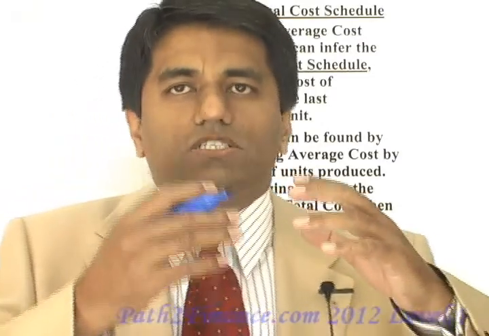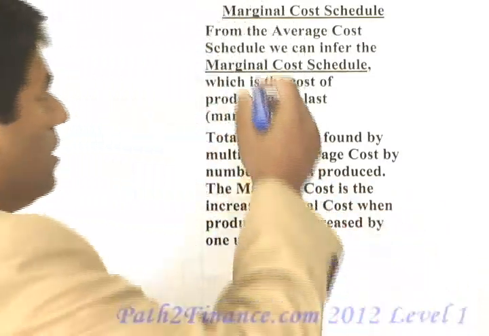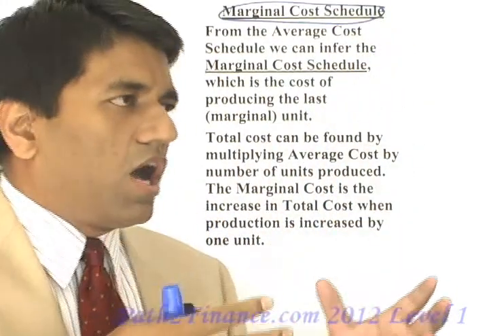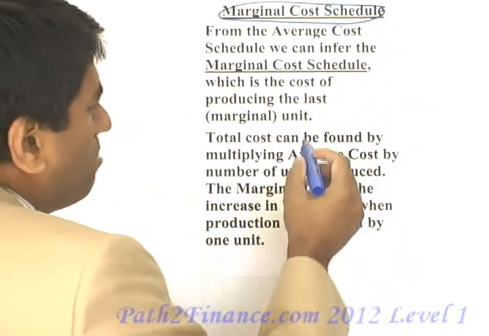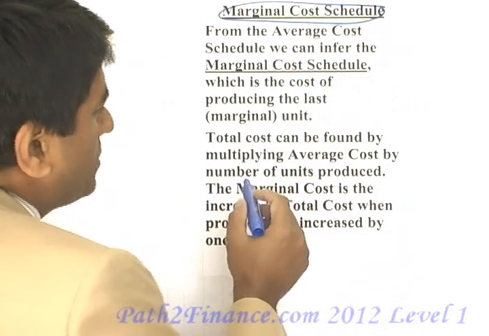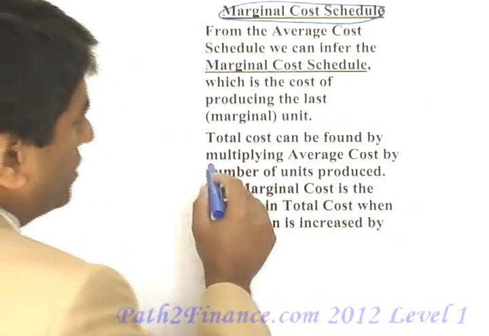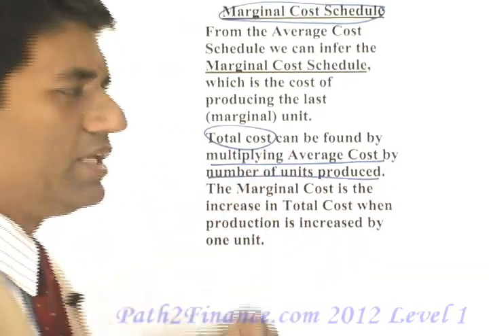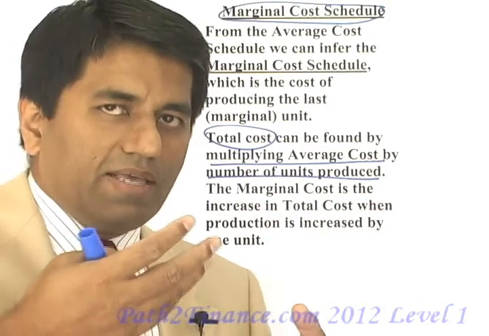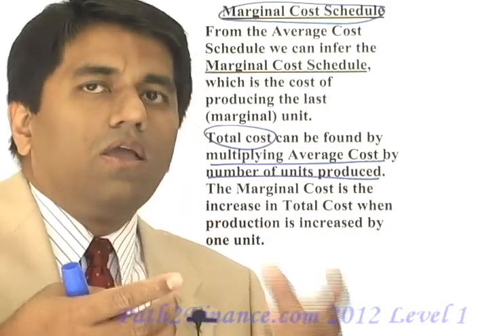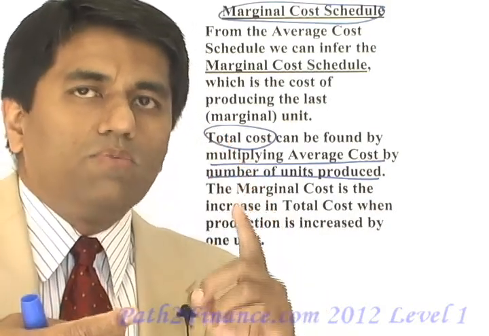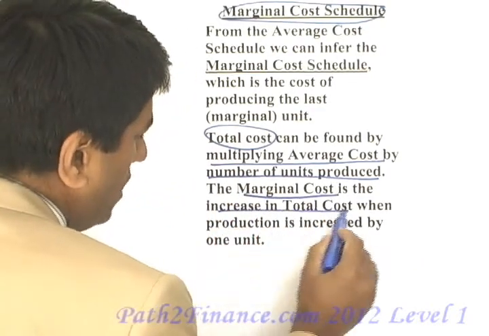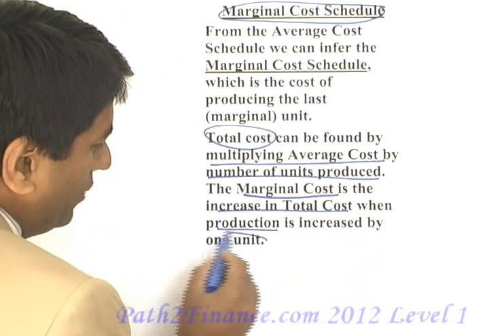After the average cost schedule, we are going to look at the marginal cost schedule. The total cost is found by multiplying the number of units produced by the average cost. So this gives total cost. So what is marginal cost? Well, marginal cost is the increase in total cost for one more unit being produced. So it is the increase in total cost when production is increased by one unit.